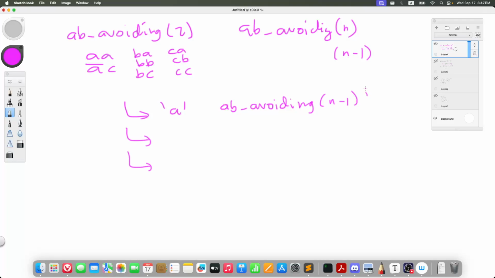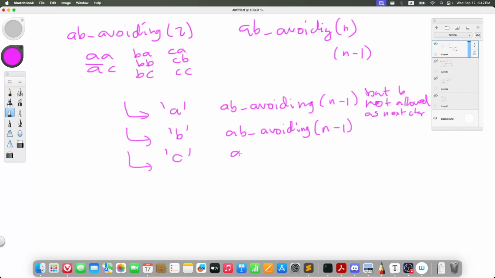But there's a restriction. B is not allowed as the next character. So we have to take note of this. If we choose B to be the first character, then yes, we can definitely count that with AB avoiding n minus 1. If we choose C as the first character, then yes, we can count that by using AB avoiding n minus 1 by wishful thinking. Then we just need the base case.